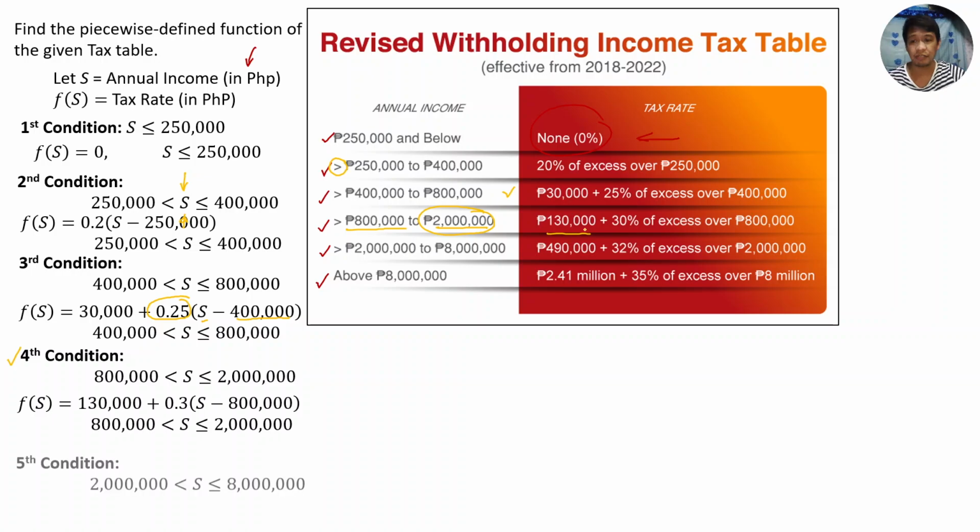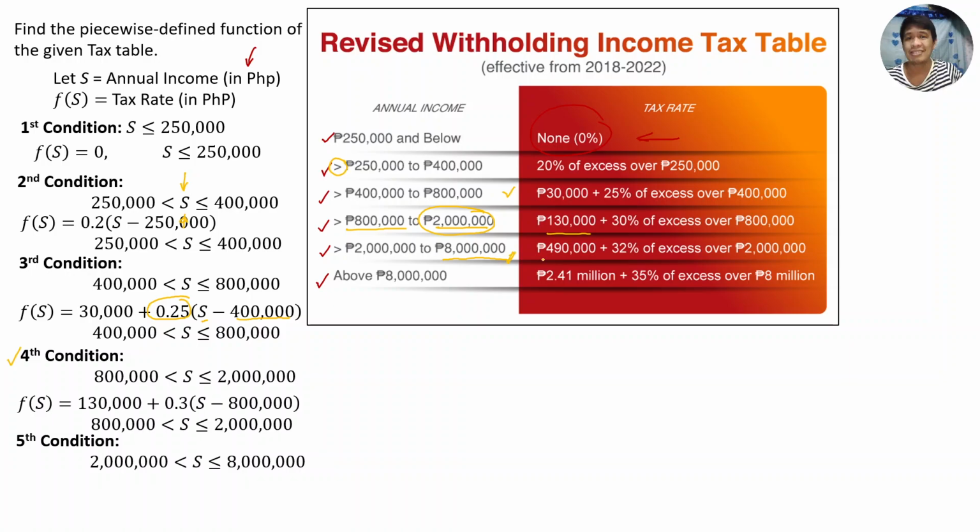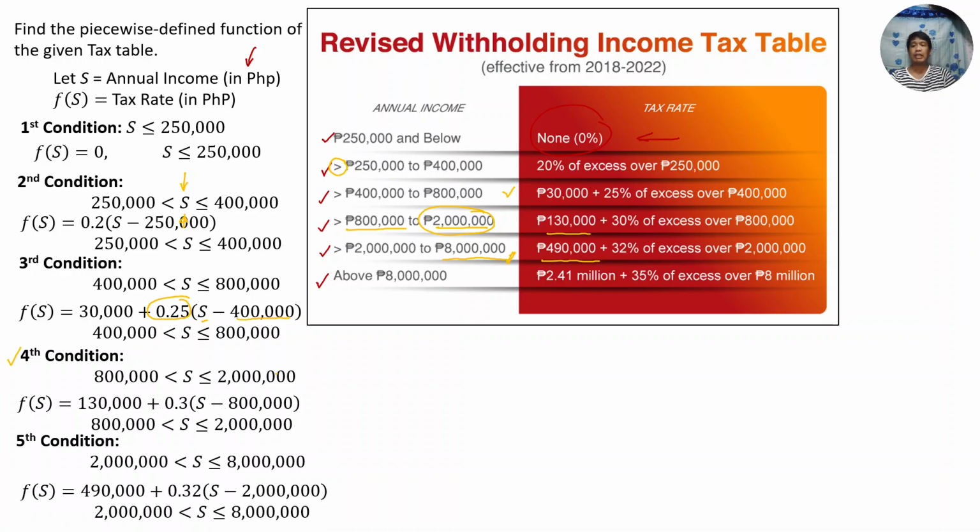So, for the fifth condition, we have 2 million. S is greater than 2 million up to 8 million. Wow! So, we have 490,000, almost half a million na ang initial plus 32% in excess of 2 million. So, syempre, magsusubtract ulit tayo sa 2 million, kung sobra sa 2 million ang kinikita. So, 490,000 plus 0.32 times the quantity S minus 2 million, for the given interval, S is greater than 2 million, less than or equal to 8 million.